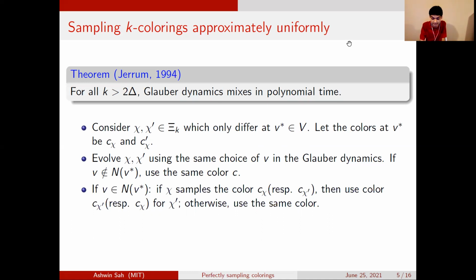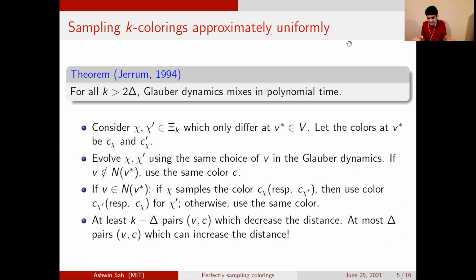But in terms of the coupling, again, there are at least k minus delta pairs which decrease the distance. Same analysis as before. But now there are only at most delta pairs which can increase the Hamming distance. The reason being that before, for any of the delta neighbors, if I chose the color c chi or c chi prime, there might be a problem. Now, if I choose c chi prime, there might still be a problem for chi. But if I choose c chi as the color for chi, there's not going to be a problem because the update will fail. The update will fail because we have c chi.